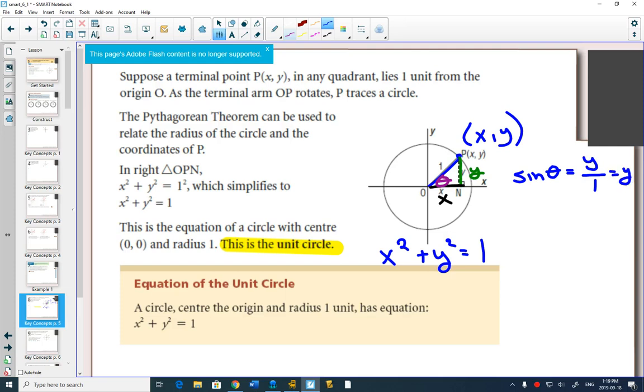And if I did cos of theta is adjacent over hypotenuse, which just simplifies to x. And if we did tan of theta is opposite over adjacent, which is y over x.